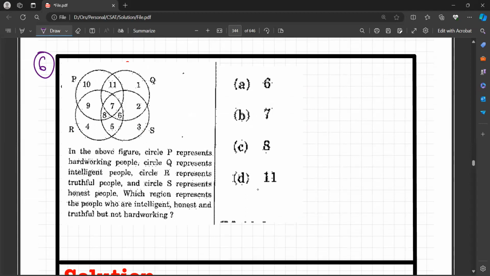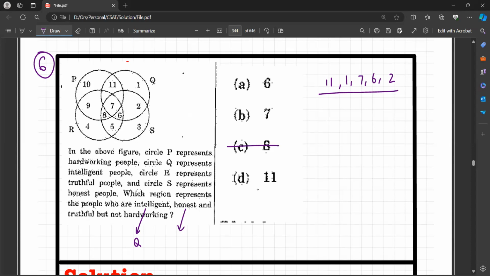So coming to the next question, that is the sixth question here. Some Venn diagrams are given, that is P, Q, R, S. In the above figure, P represents hardworking people, Q represents intelligent people, R represents truthful people, and circle S represents honest people. Which region represents the people who are intelligent? Intelligent means Q. Now let us go to the Q circle. In the Q circle, the answer can be 11 or 1 or 7 or 6 or 2. Hence, this cannot be the answer.